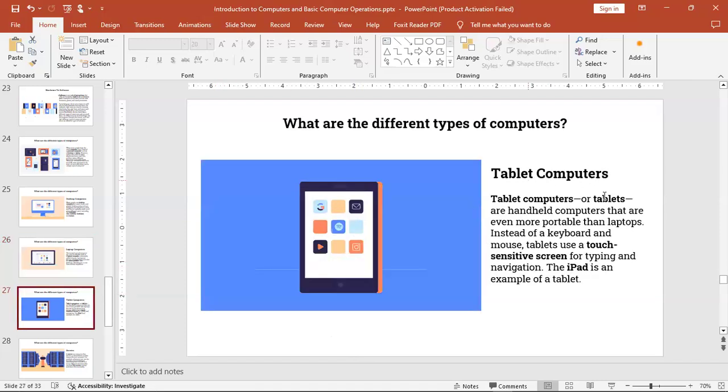Okay, what are tablet computers? Tablet computers, or tablets, are handheld computers that are even more portable than laptops, because you can put them in your bag, you can put them in your pocket. Instead of a keyboard and a mouse, tablets use a touch-sensitive screen for typing and navigation. The iPad is an example of a tablet.